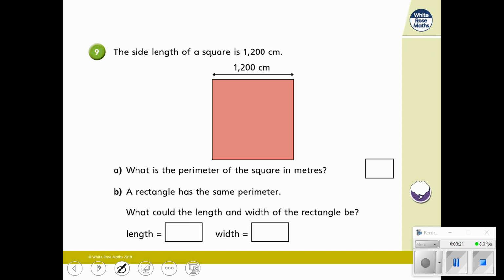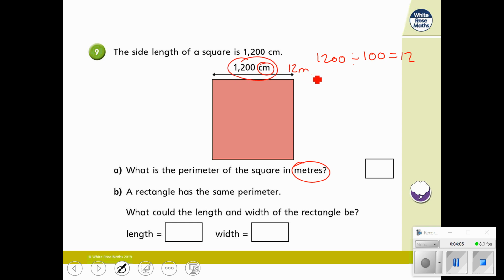Okay, this is the last question. The side length of a square is 1,200 centimeters. What is the perimeter of the square in meters? Straight away, I'm looking at that word meters and I'm looking at our units here, centimeters. And I know that the question requires us to make a conversion. We need to find out how many meters there are in 1,200 centimeters. So 1,200 divided by 100, because there are 100 centimeters in a meter, equals 12. So the length of each side here is 12 meters.